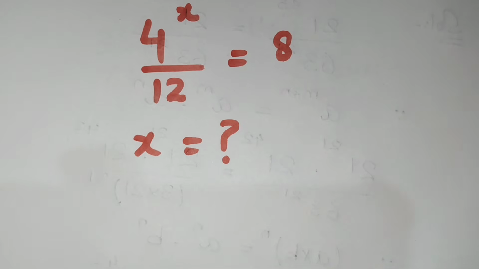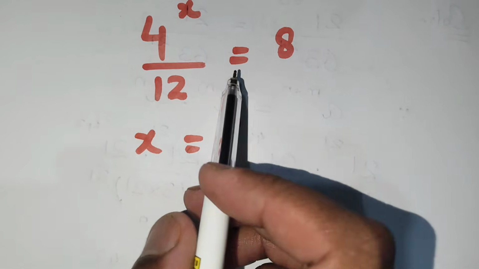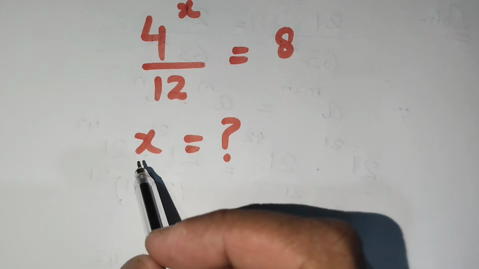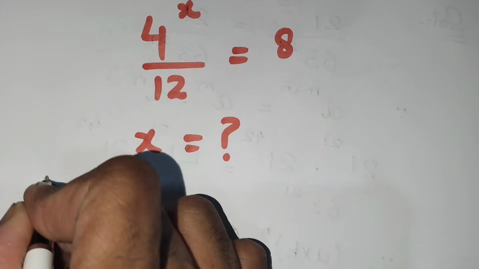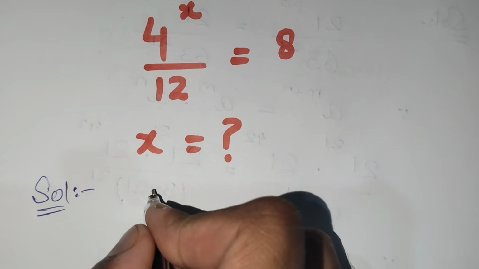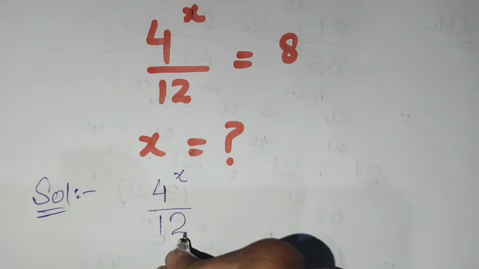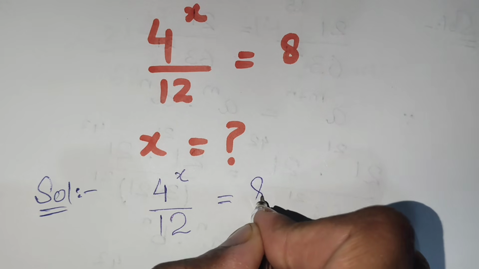Hi everyone, in this video we will solve 4 power x over 12 is equal to 8. Find the value of x. Let's start the solution of this question. We have 4 power x over 12 is equal to 8.